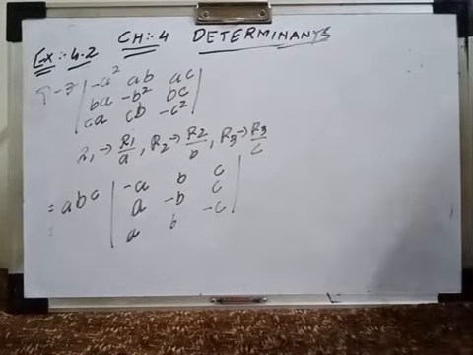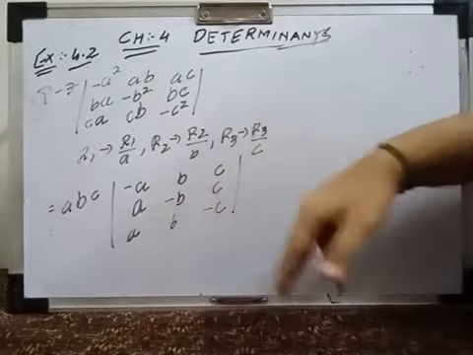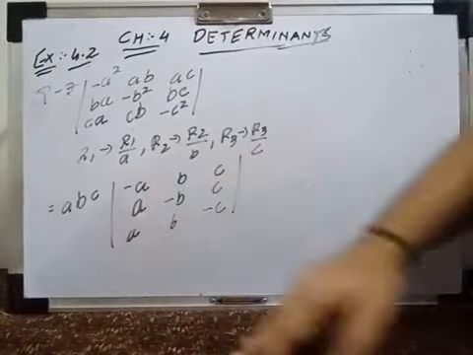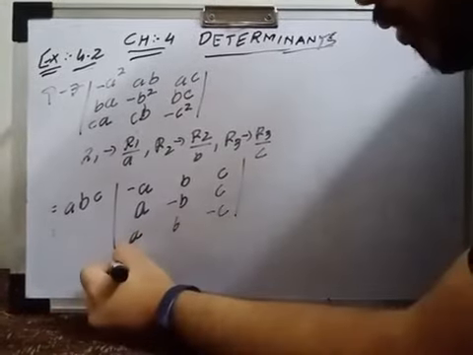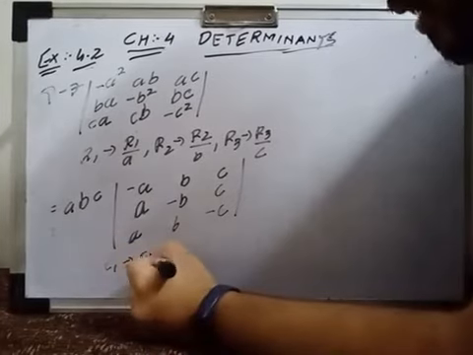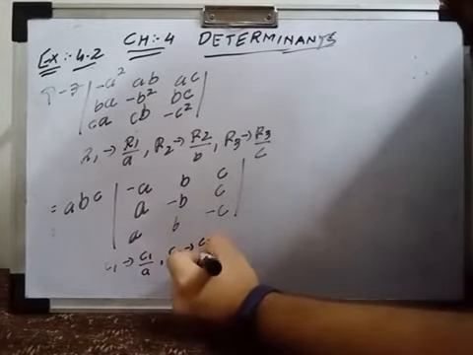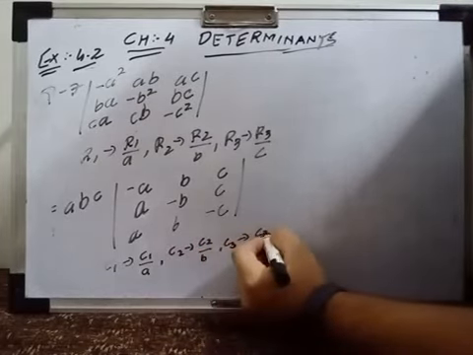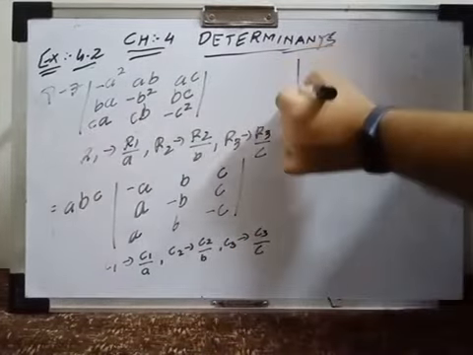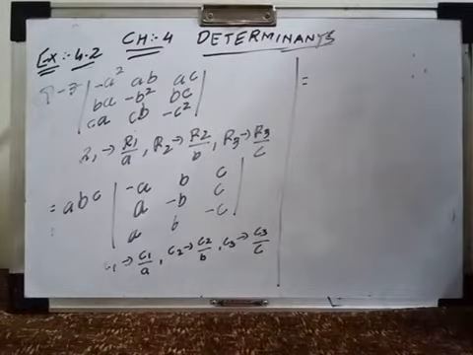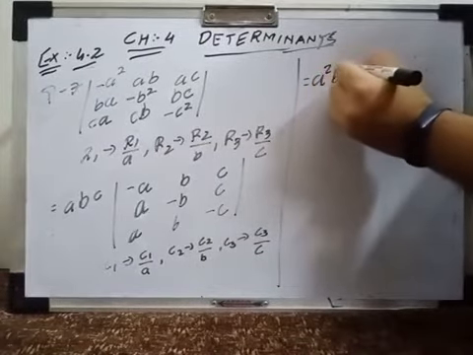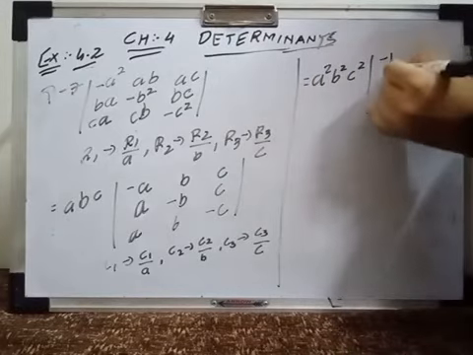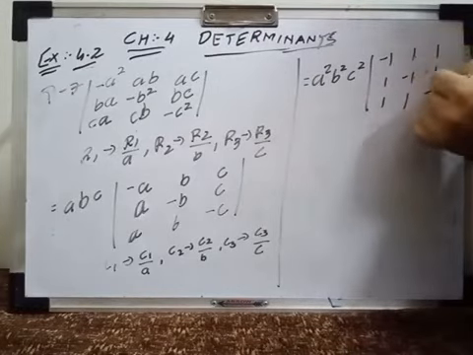Now if you observe column 1, column 2 and column 3 carefully, then A is common in column 1, B is common in column 2 and C is common in column 3. So I will apply this rule. Column 1 gives column 1 divided by A, column 2 gives column 2 divided by B, and column 3 gives column 3 divided by C. As I am dividing by A, B, C, I have to multiply A, B, C outside. Already one term of A, B, C is present, so I will get A square, B square and C square. Here minus 1, 1, 1, 1 minus 1, 1, 1, 1 minus 1.